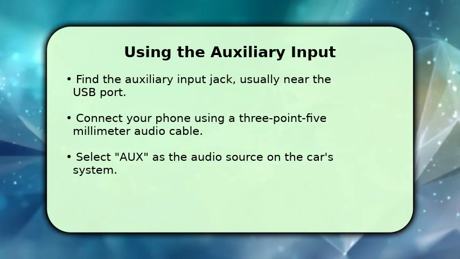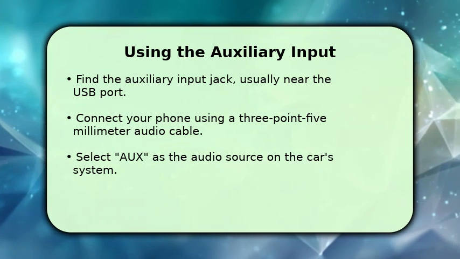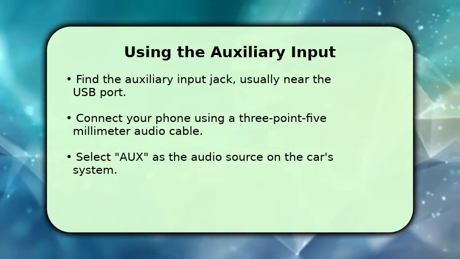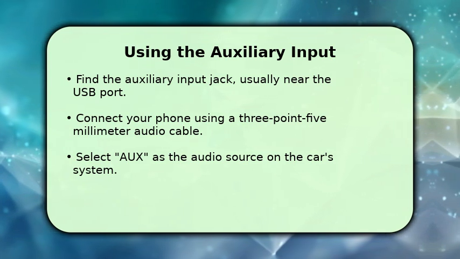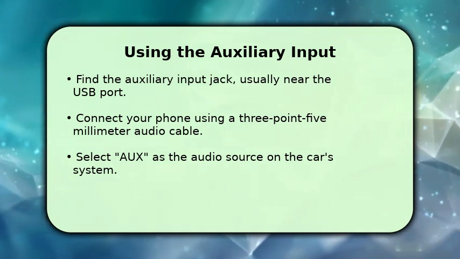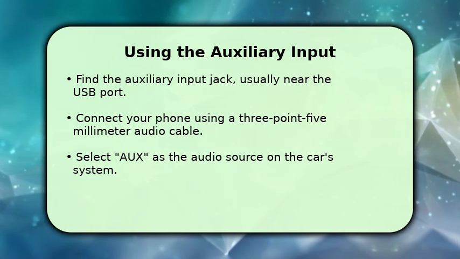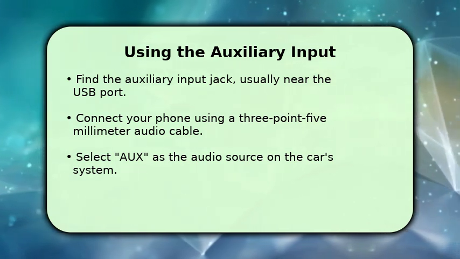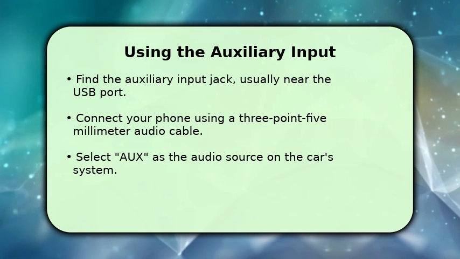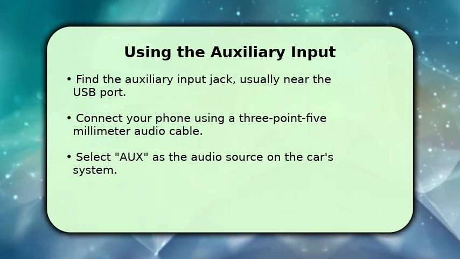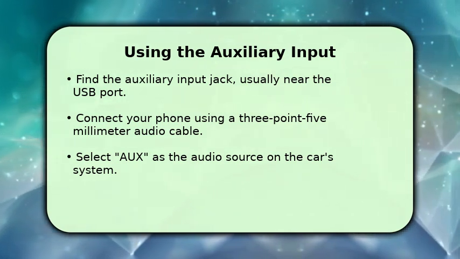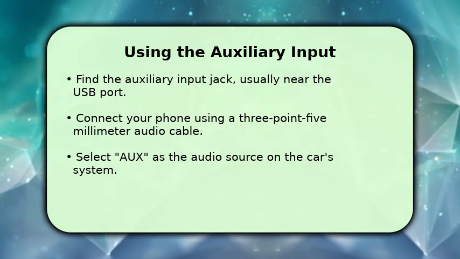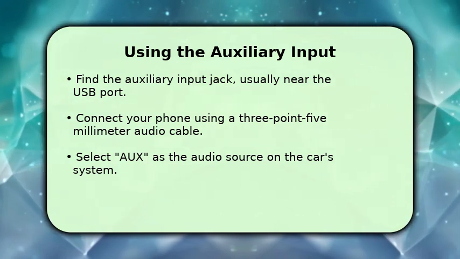If your Passat CC has an auxiliary input, you can use a 3.5mm audio cable. Locate the AUX jack, often near the USB port. Plug one end into your phone and the other into the car. Then, select AUX as the audio source on your infotainment system. You can adjust the volume using both your phone and the car's controls.